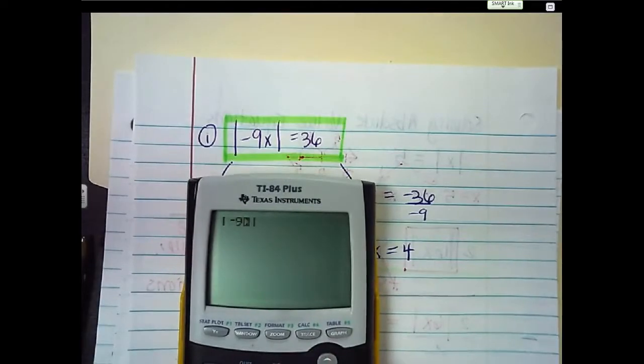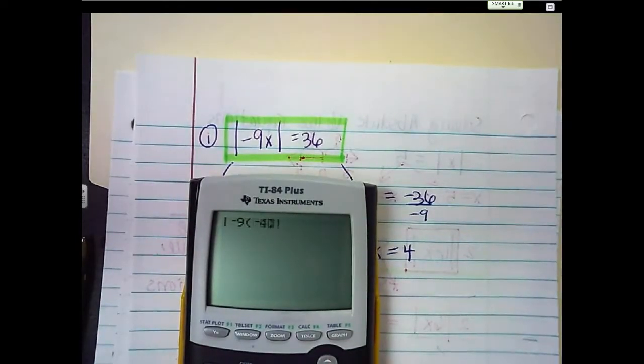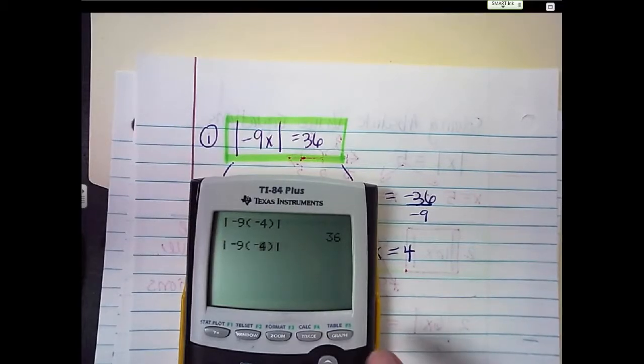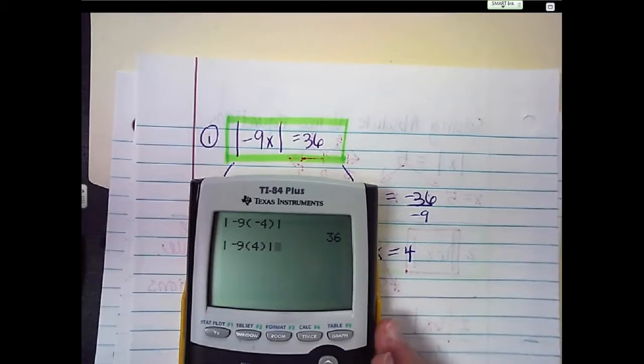Negative 9, and I want to plug in, what was our first one, negative 4? Equals 36, so that works. And then the second one is a positive 4, and that equals 36 also. There's no reason not to take the time and do that.